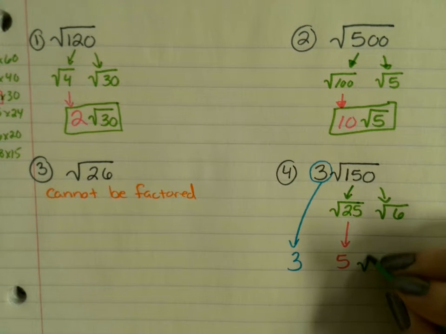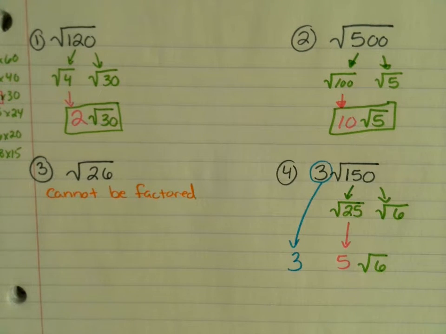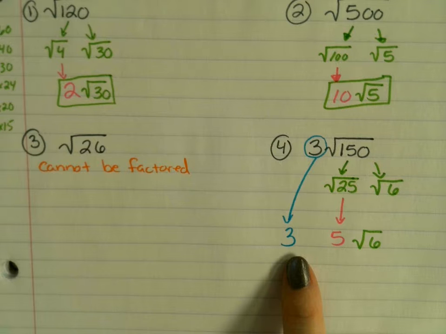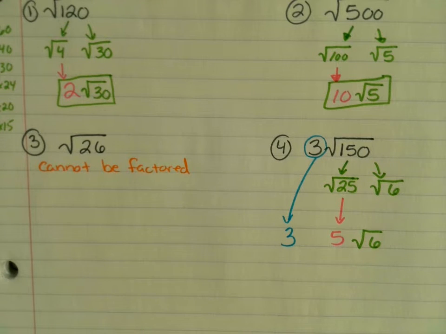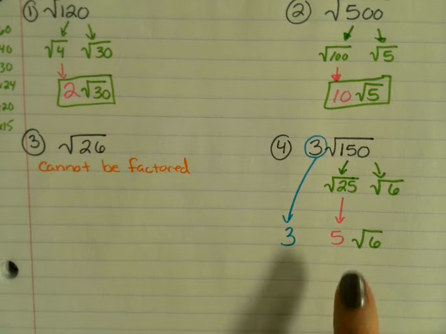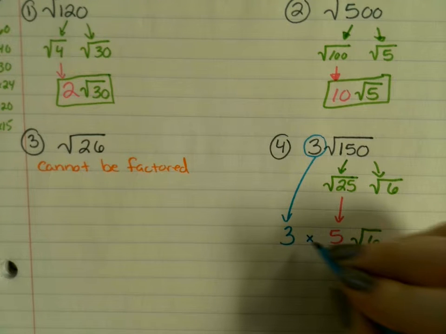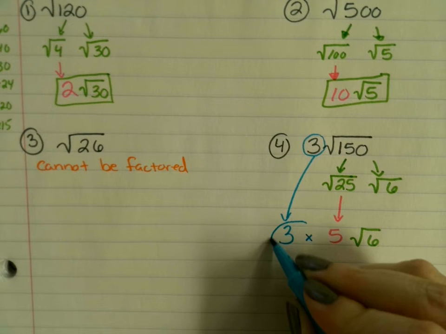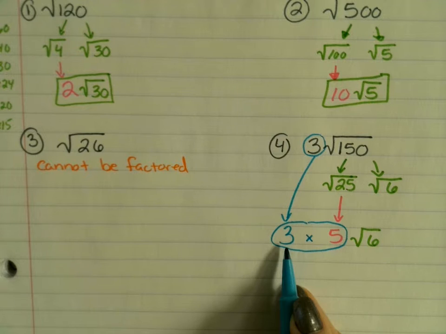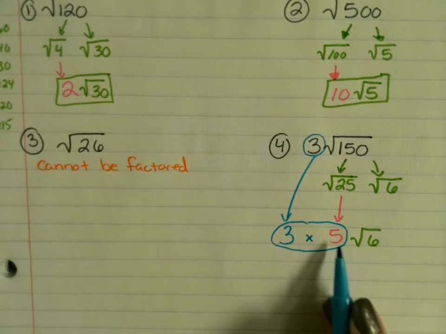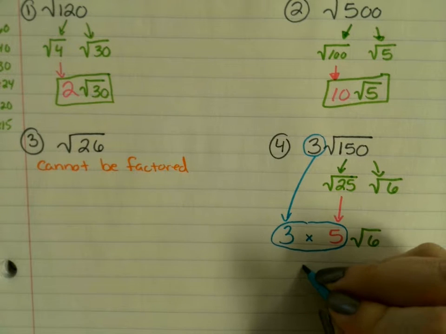And now is when we utilize that coefficient. What do we do again with that coefficient? Multiply. So we're going to multiply 3 times the 5. We're taking our old coefficient of 3 and what became our new coefficient of 5, and we're going to multiply those together. That's going to give us 15 square root of 6.